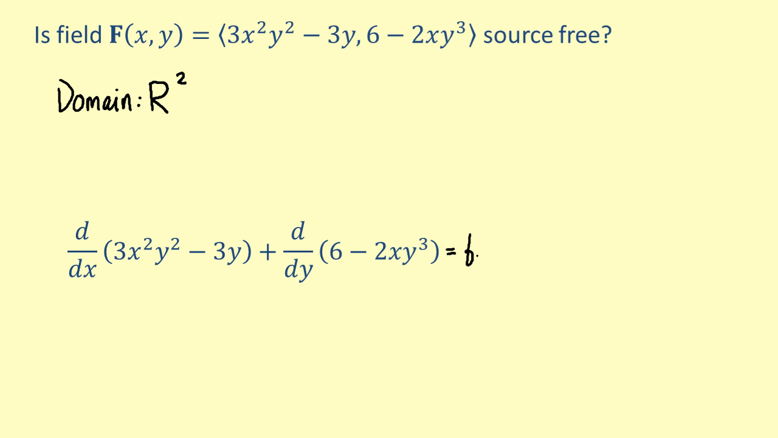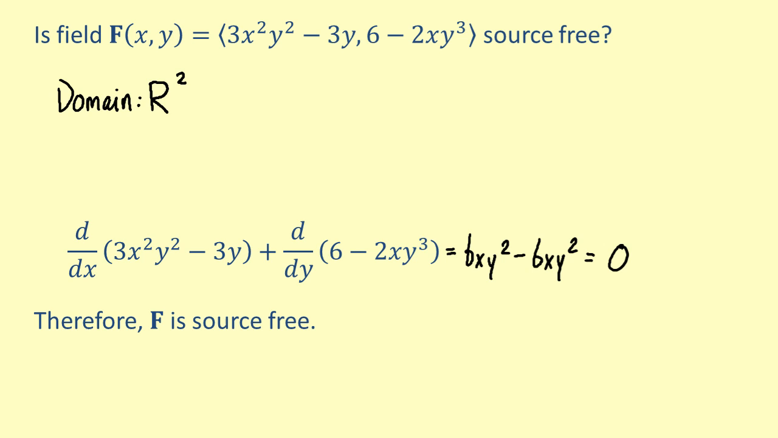This gives us 6xy² − 6xy², which is equal to 0. Since the divergence is equal to 0, the field F must be source-free by the divergence test for source-free vector fields.